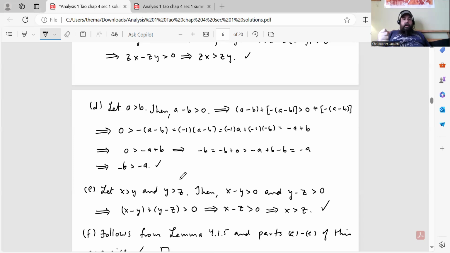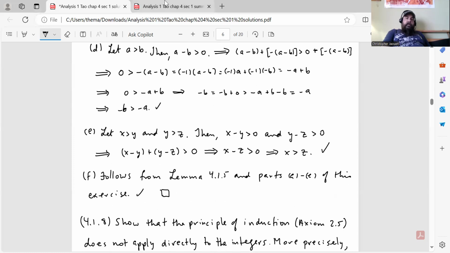a commutative ring, right? That implies that 0 is greater than minus the negation of A minus B, which is equal to minus 1 times A minus B. We showed that earlier, equals minus 1 times A plus minus 1 times B, which is minus A plus B. That means that 0 is greater than minus A plus B, and then just subtract B, or add the negative of B to both sides. That gives you negative B equals negative B plus 0, which is greater than minus A plus B minus B, which is minus A. So minus B is greater than minus A.